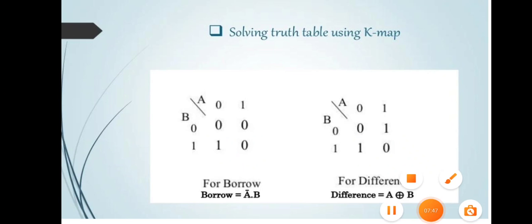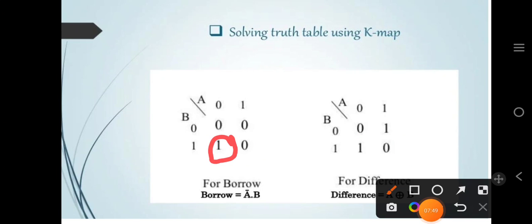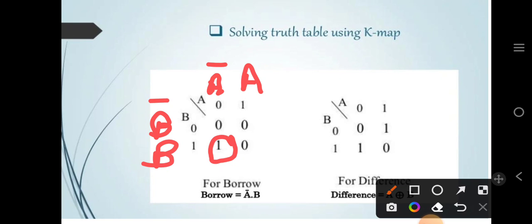Now the next step is to make the groups of ones. So here in borrow there will be one group. Now what is the equation of this one? We know that here it is A bar, this is A, this is B bar, this is B. So this place will have the value A bar and B. So the equation is A bar B. Okay, so this is the equation for borrow.